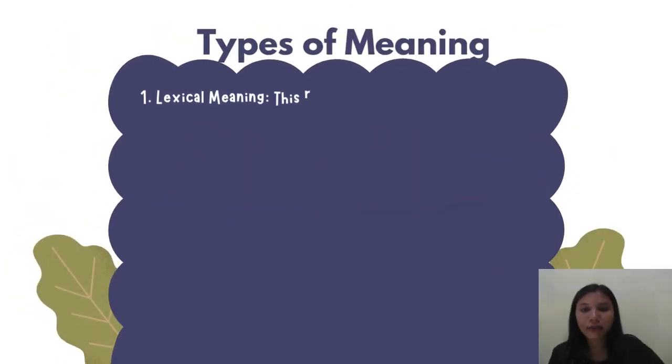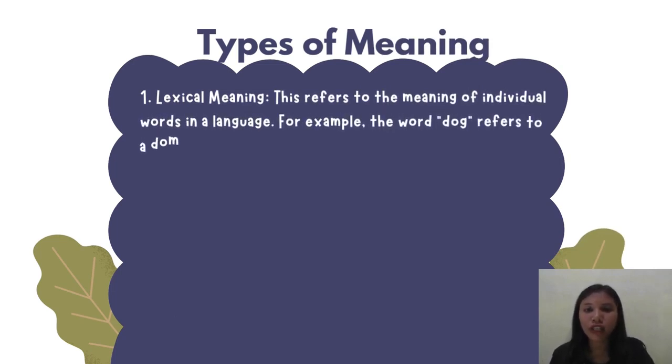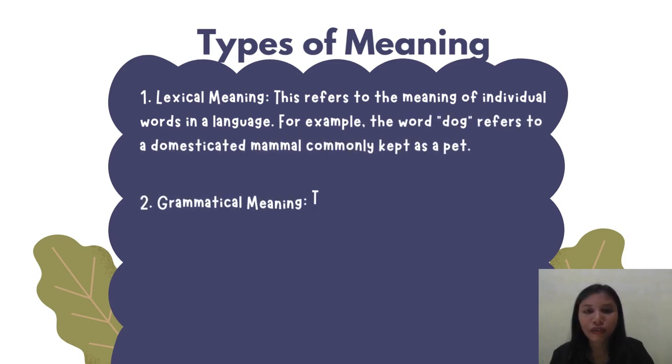Next, there are types of meaning. Types of meaning are divided into 8. The first is lexical meaning. This refers to the meaning of individual words in a language. For example, the word dog refers to a domesticated mammal commonly kept as a pet.